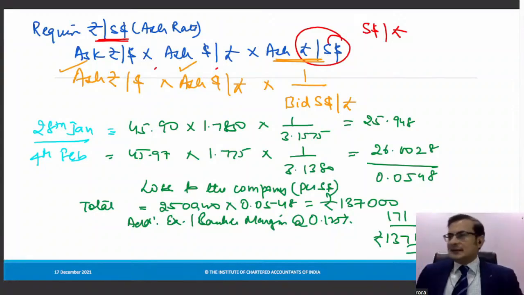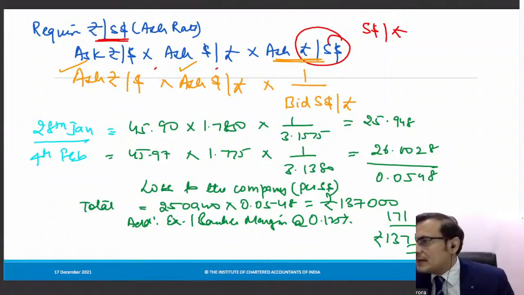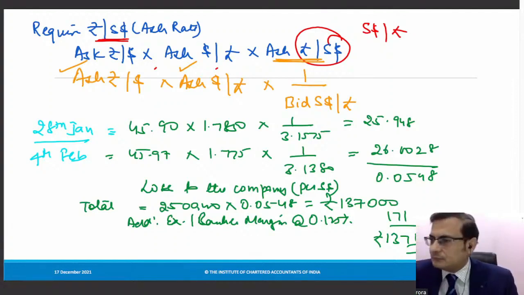Yes, Teju. Sir, in the day before yesterday's class, in the cross rates, we reversed if the exchange is not given as a foreign currency. Yes, beta. Today also, this is the same concept, without changing the bid to ask and vice versa.